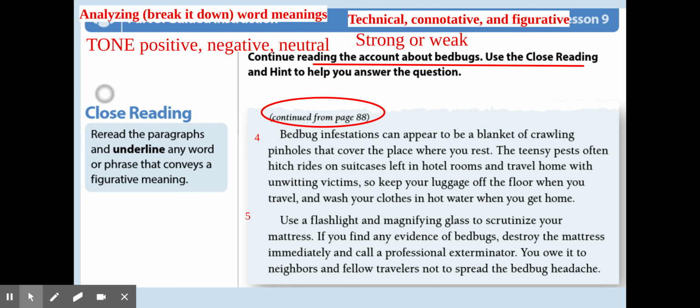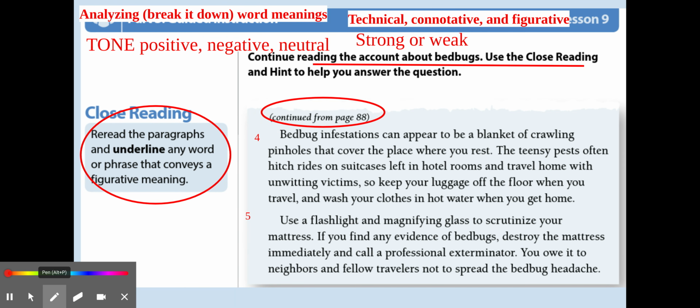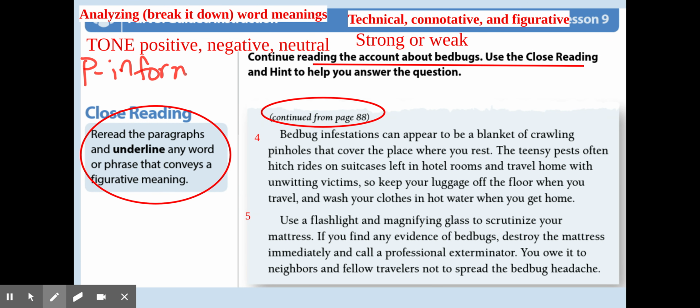Now we're going to circle the close reading because that means it's letting us know that while we read this, we're looking for something in particular. We're going to reread the paragraphs and underline any word or phrase that conveys a figurative meaning. Once again, before we get going, we already said the purpose of this was to inform, because it's a scientific account, and we already said who the audience is, so I'm going to leave that alone.